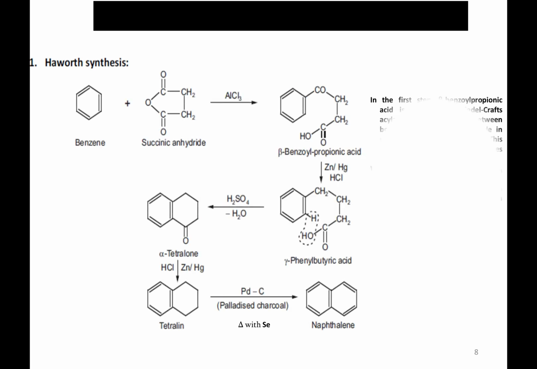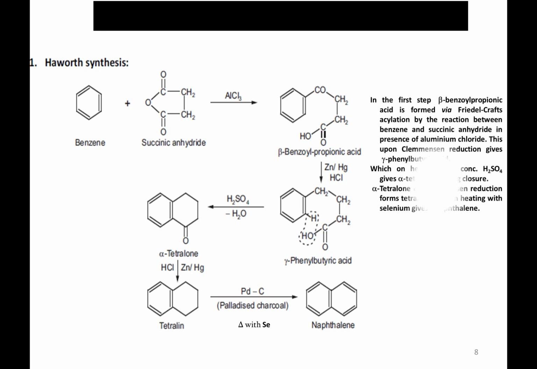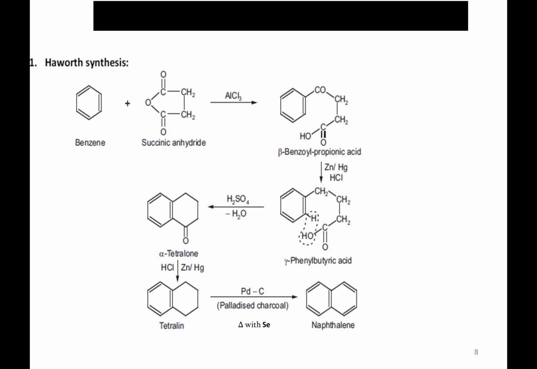Let us see the synthesis of naphthalene, and the first synthesis is called the Haworth synthesis. So basically it is benzene with succinic anhydride. This is succinic anhydride, and this is a classical Friedel-Crafts acylation using AlCl3 as a Lewis acid catalyst, and so you get beta-benzoyl propionic acid, which under zinc amalgam and HCl, this is a typical Clemmensen reduction.